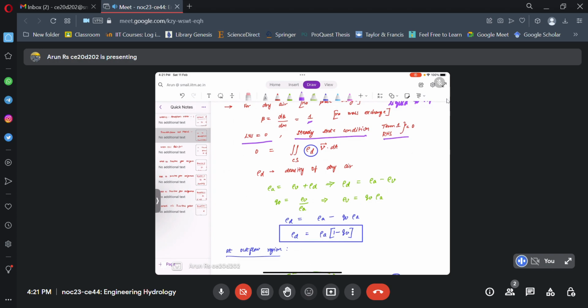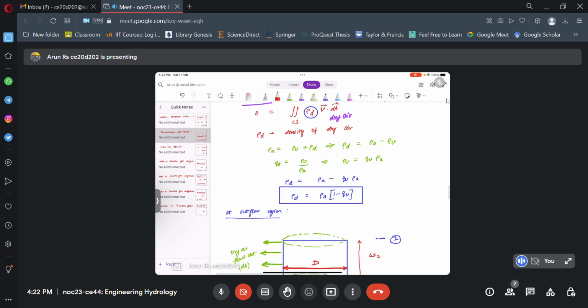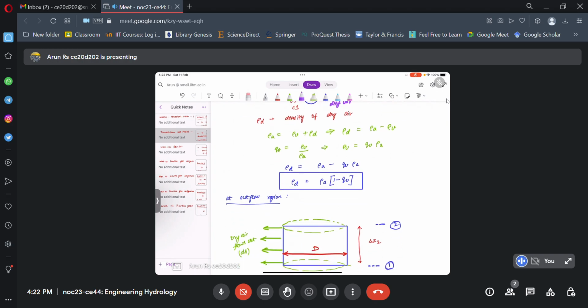Here, since we are dealing with only the dry air, we need to give the appropriate density. So here we are giving the density of dry air, and we have the velocity vector and the area vector. We have seen the expression already. Density of air can be written as density of the vapor plus density of dry air. From this we are rearranging to get the density of dry air. So density of dry air is equal to density of air minus density of the vapor.